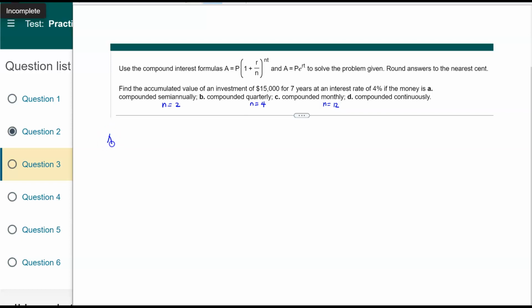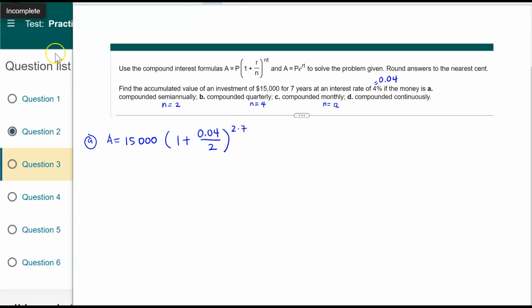So for letter A, let's set that up. To compute for the accumulated value, A, you replace P by 15,000. So you have 15,000 times 1 plus the rate, which you write in decimal, so that would be 0.04. And N is the number of compounding periods. So for letter A, N is 2, and then 2 times the number of years, which is 7. Then you go ahead and plug that into your calculator.